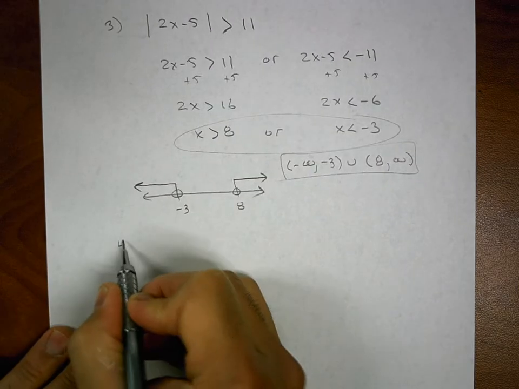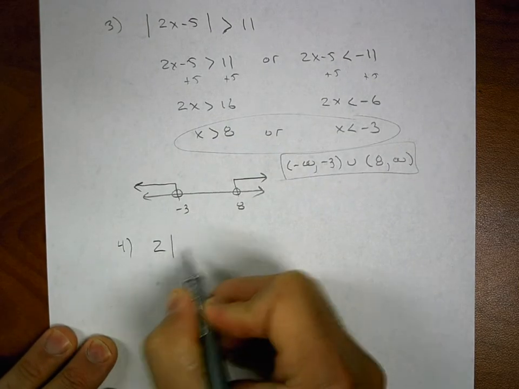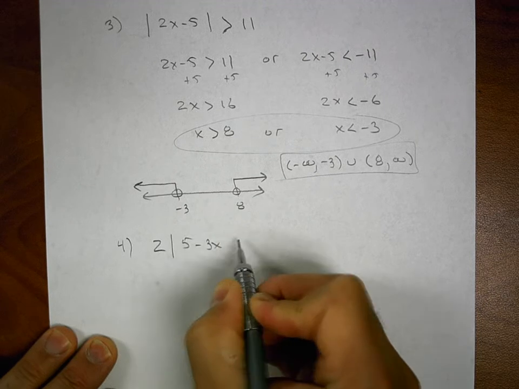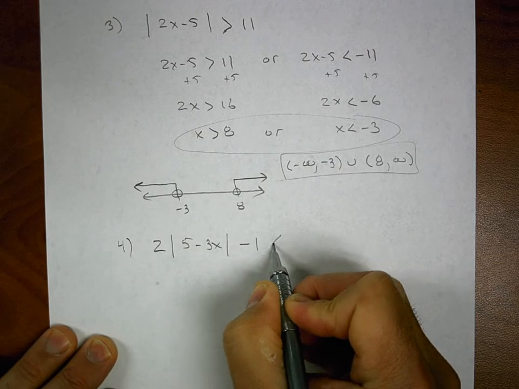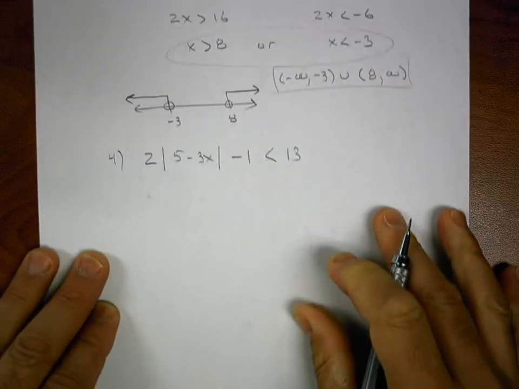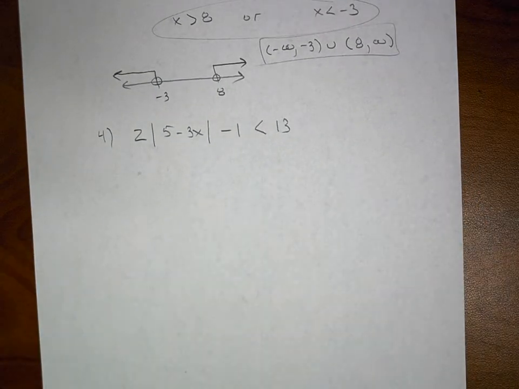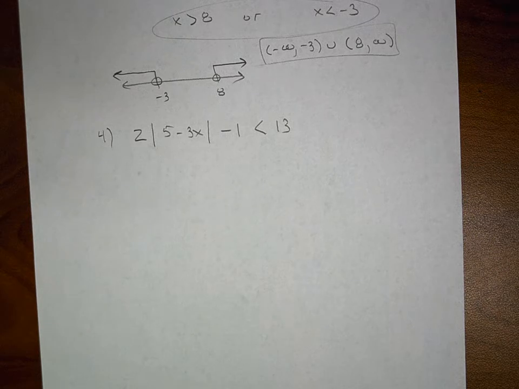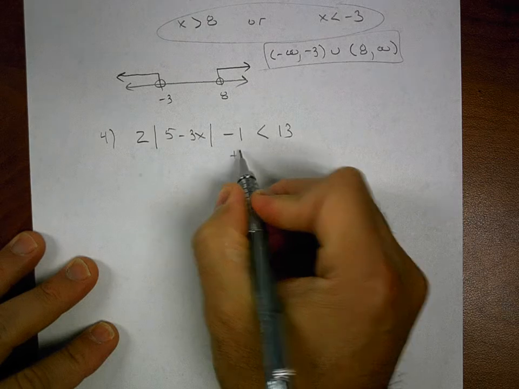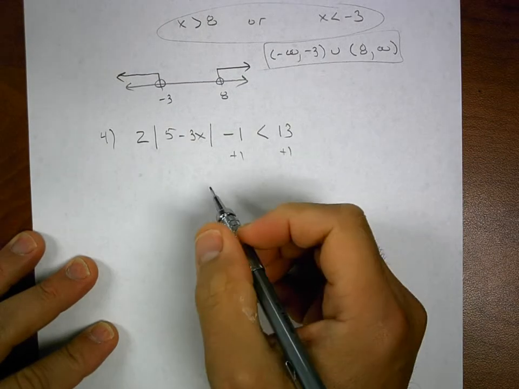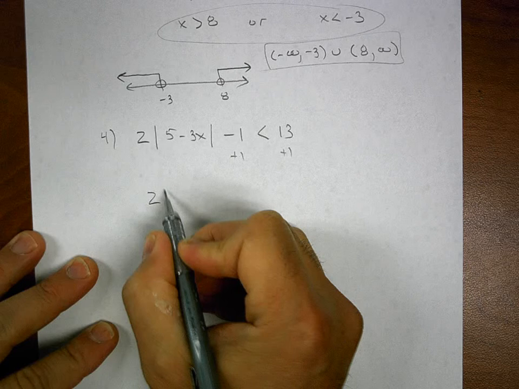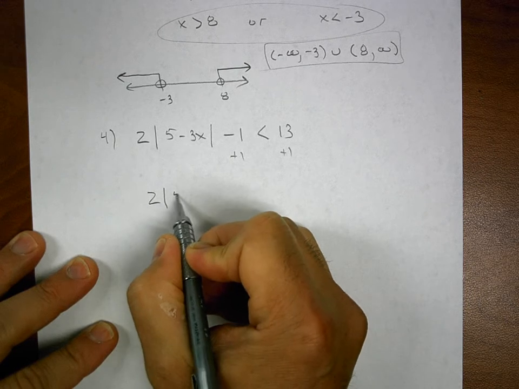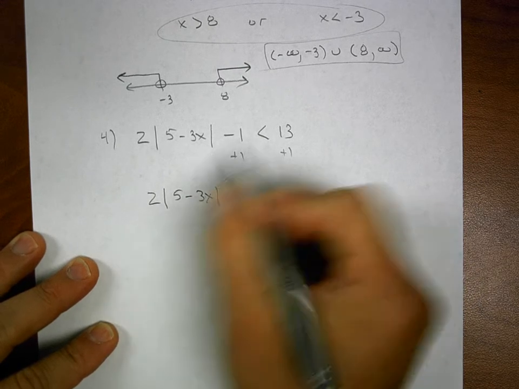Number 4: 2 absolute value, 5 minus 3x, minus 1 is less than 13. So let's isolate the absolute value, let's get the absolute value by itself. What do we do first? Add the 1 to both sides. A lot of algebra here, but hopefully we're okay with it. So 2 times absolute value of 5 minus 3x is less than 14.